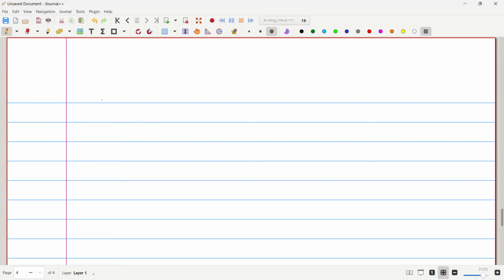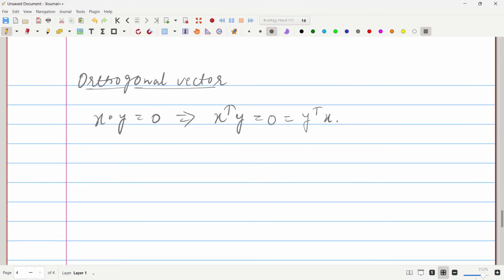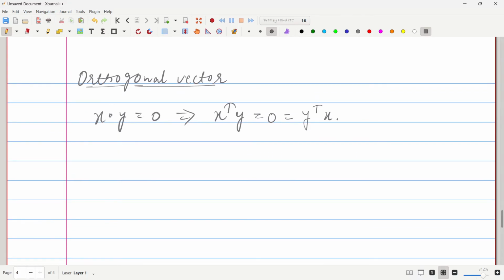Next topic is orthogonal vectors. I have already taught orthogonal vectors in lecture 2. The dot product should be equal to 0, and in this course we are considering x transpose y is equal to 0 and also equal to y transpose x. So for orthogonal vectors, the dot product should be 0.